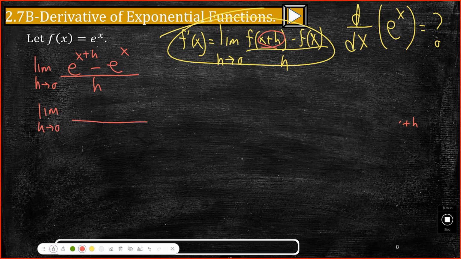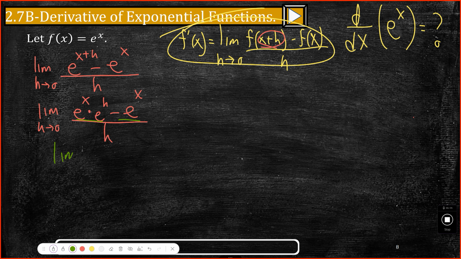So what we're going to do here is that e to the x plus h is the same as e to the x times e to the h. It's just the properties, no? Minus e to the x over h. So yeah, this is fine. Now we're going to continue on, and you see that you got two terms here, but they both have an e to the x, so I'm going to factor out e to the x.